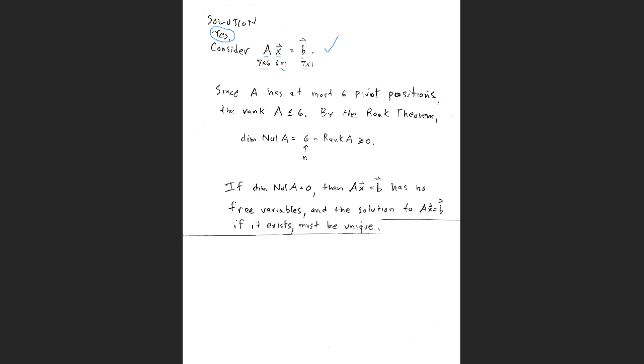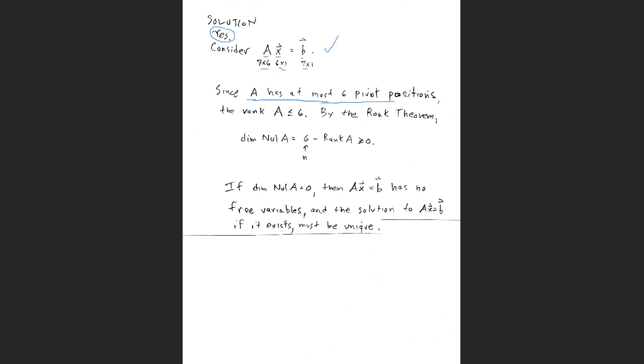And let's talk about the matrix A. Since the matrix A has at most 6 pivot positions, okay, at most, why would that be? A is a 7 by 6 matrix. Seven rows, 6 columns. But they're saying that A has at most 6 pivot positions. Where are they getting the 6 from? Where's that coming from? Good, Binyam.